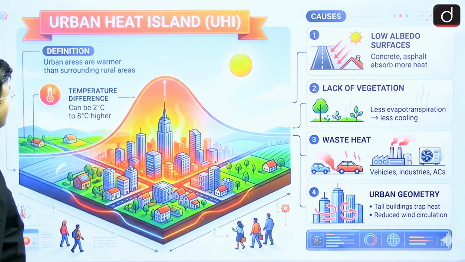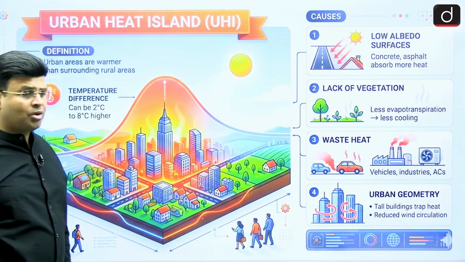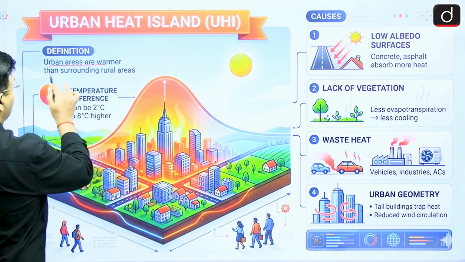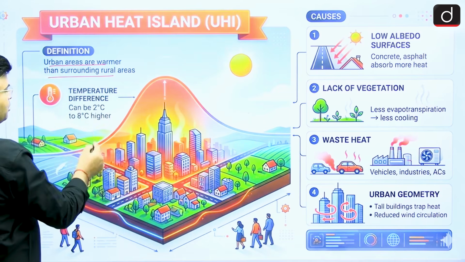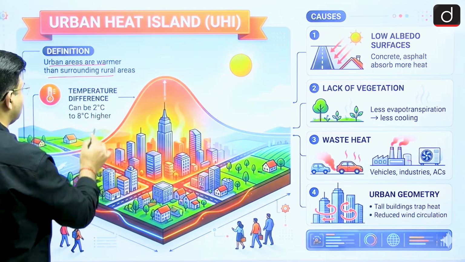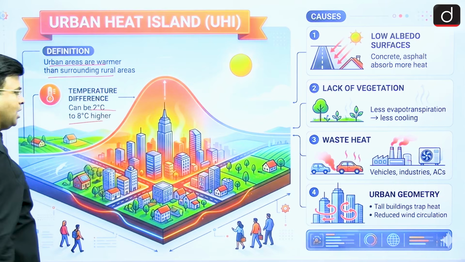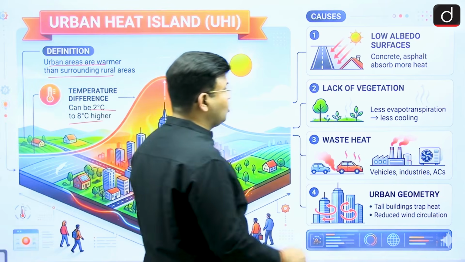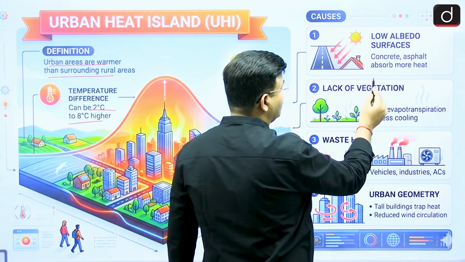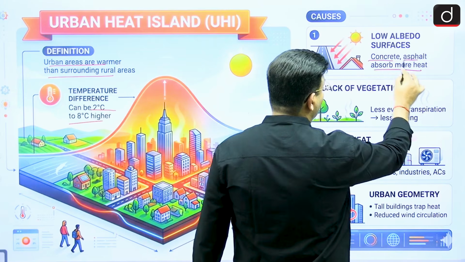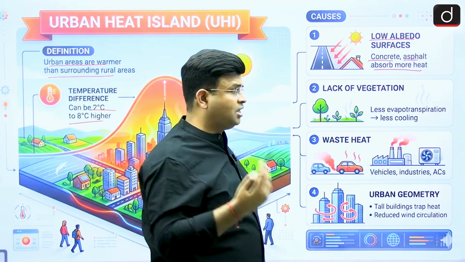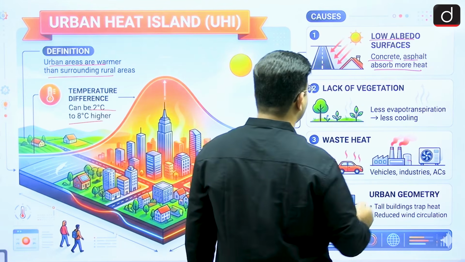Now we have to see the urban heat island. Urban areas are warmer than the surroundings, and the temperature difference of the urban area relative to the surrounding village area can be 2 to 8 degrees Celsius. In the urban areas there are roads, concrete, and asphalt that absorb more heat, meaning low albedo, more absorbing heat and less reflecting.